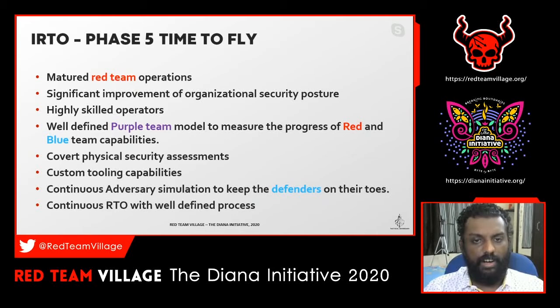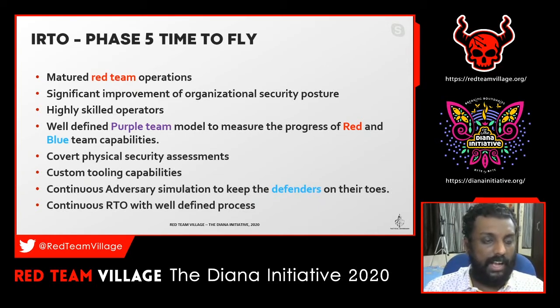So, IRTO phase 5. Welcome to the fifth phase. It is the time to spread your angel wings and fly away. This is the phase where we would have matured the team operations. By the time you reach phase 5, you must have significant improvement in your organization's security posture, both in systems and people. You should cover the people as well as the systems in your organization.